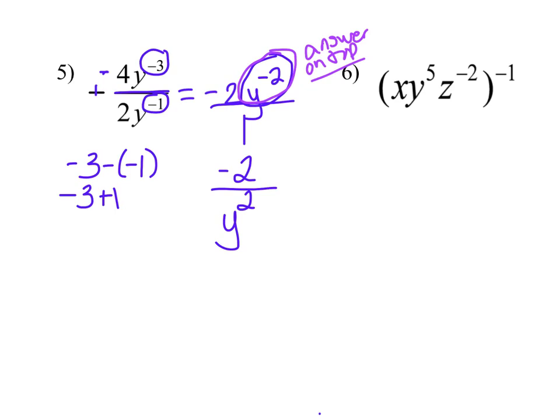Alrighty, another example. Power to a power rule. So let's do our exponent rules. Distribute in. It's power to a power. So we have x to the negative 1, y to the negative 5, z squared. Oop, that should be a z.